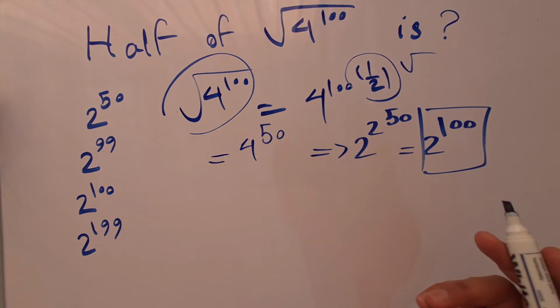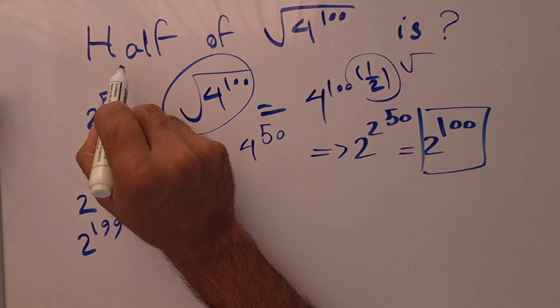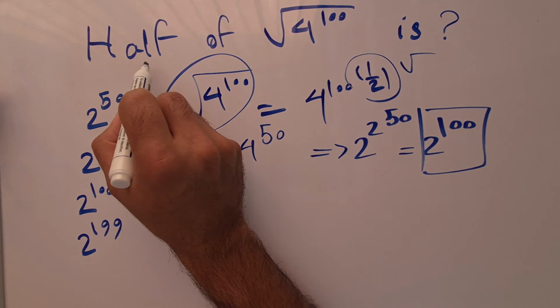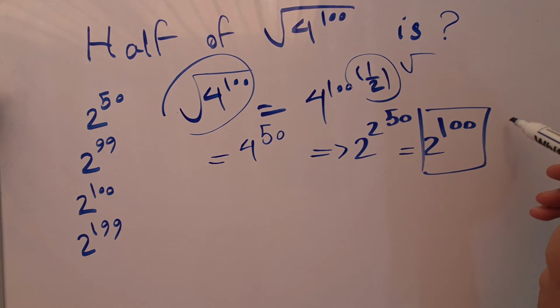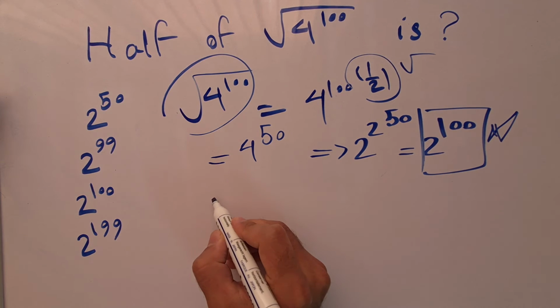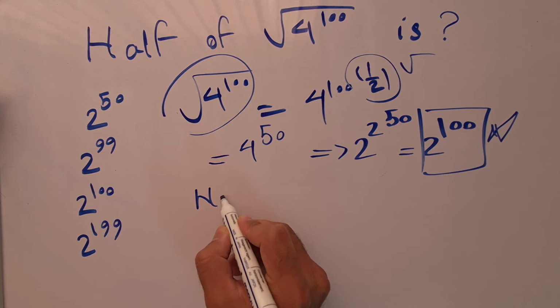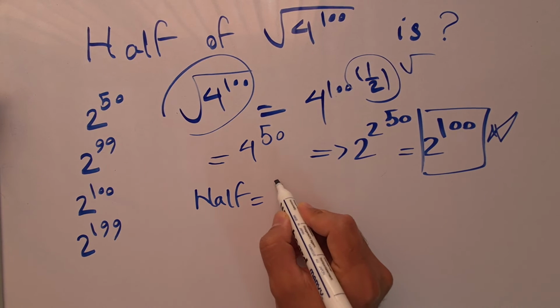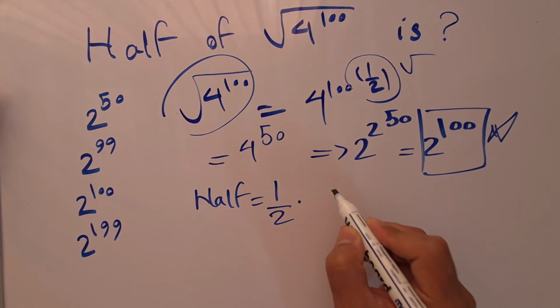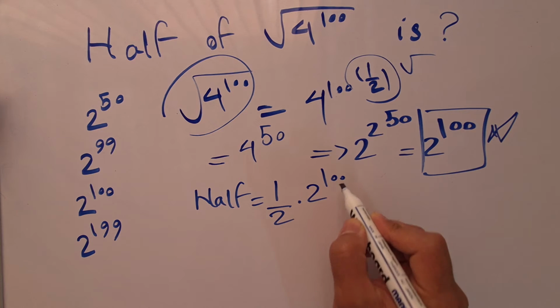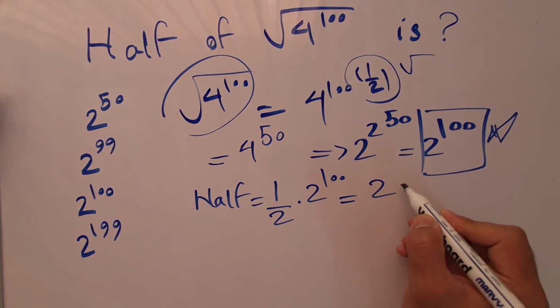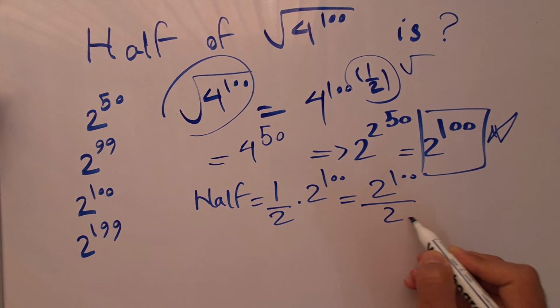Now the question wants us to find the half of this value. So what is the half of this one? Let's just divide it. Half equals 1/2 times 2 to the 100, or 2 to the 100 over 2.